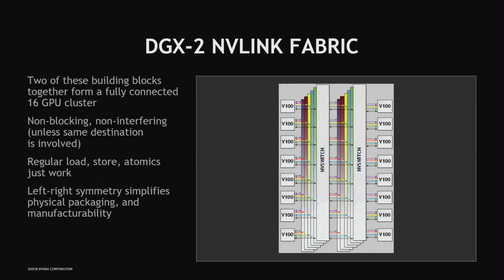So this is a completely non-blocking thing. What we do is we take 2 of these things and put them back to back, and we end up with the NVLink fabric for the DGX2. And this is basically a shared memory machine. It's all memory semantics, so you're doing load stores, atomics, whatever. Everything just works. It's really very lovely.